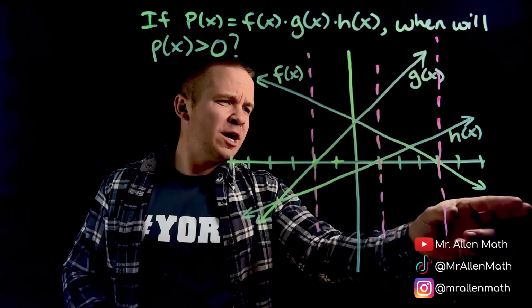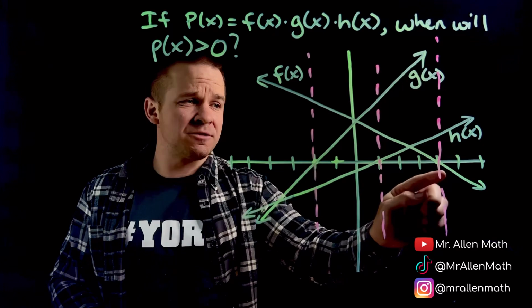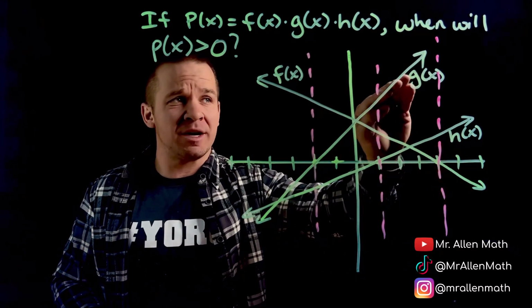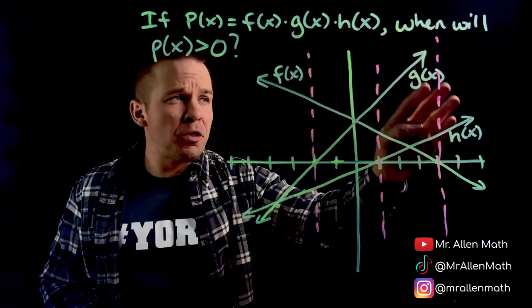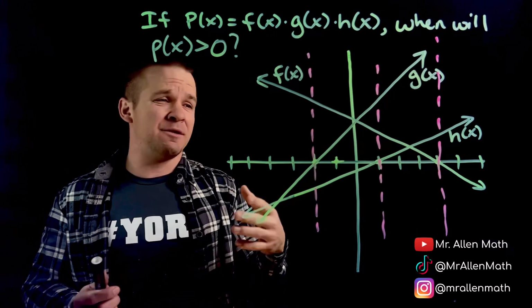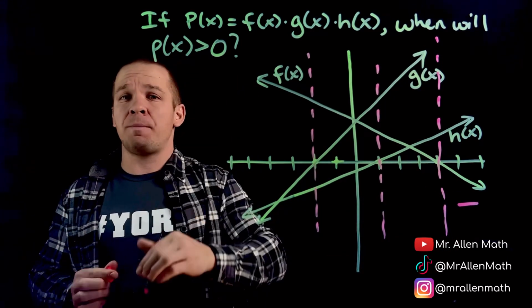So over here, I've got a negative, right? I've got a negative value for my f of x function. It's below the x-axis. And the output for both my g of x and my h of x will continue, right? Both of those are going to be positive. Well, a negative number times two positive numbers is going to be negative overall. So this area right here is going to be negative, right? That's not what I want. I want it to be positive.